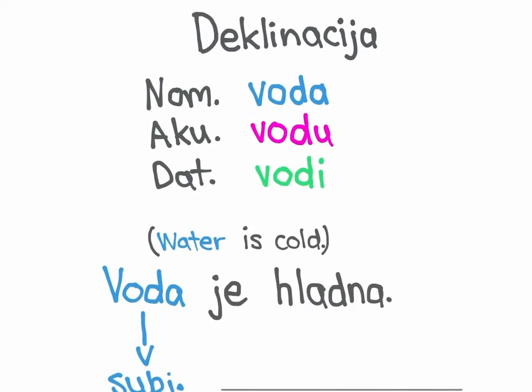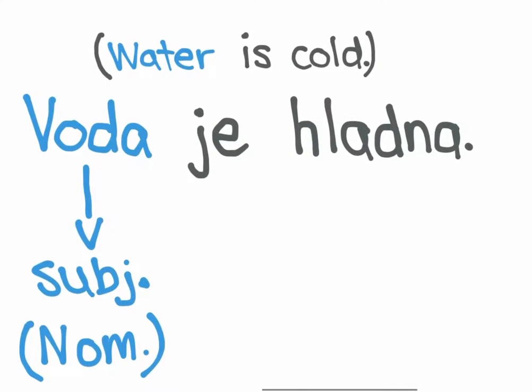The first example is the nominative case. Voda je hladna. This means the water is cold. Here, the water is the subject, so it maintains its original form.